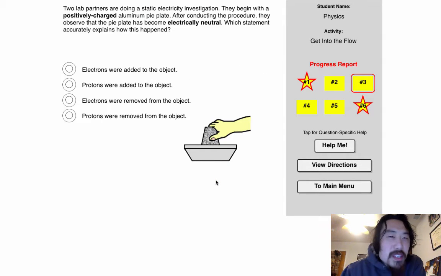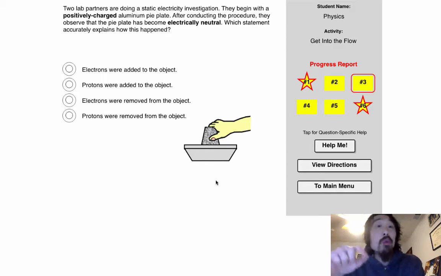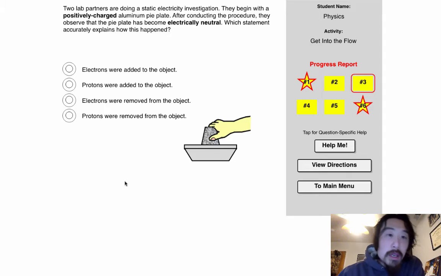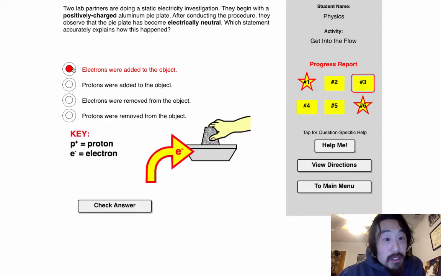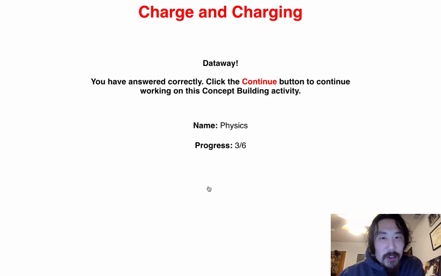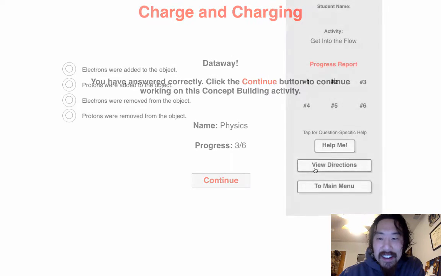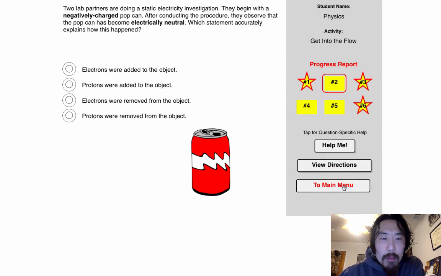All right, let's try this one. Two lab partners are doing a static electricity investigation. They begin with a positively charged aluminum plate. After conducting the procedure, they observe the pie plate has become electrically neutral. Which statement accurately explains how this happened? It starts off as positive. In order to become neutral, it has to gain negative charges, because positive and negative make neutral. So I think it's this one. Fingers crossed. I still got it. It looks like we got some good stuff here.